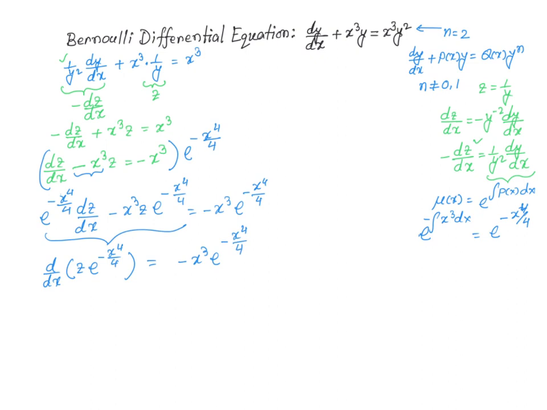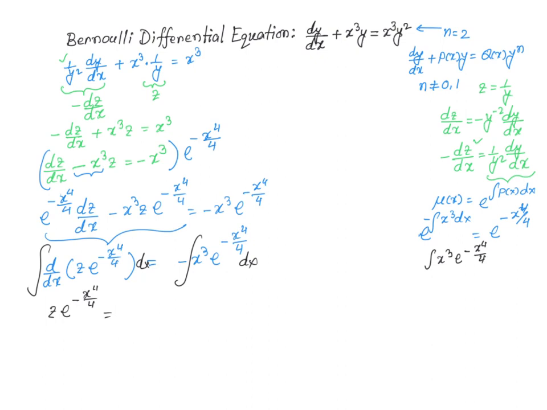Now, at this point, I can go ahead and integrate both sides of this equation with respect to x. On the left side, I'm going to get z times e to the power negative x to the power 4 over 4. And on the right hand side, I have to do the integral. To find this integral, it's not really that bad. It's pretty easy. The integral of x cubed e to the power negative x to the power 4 over 4.